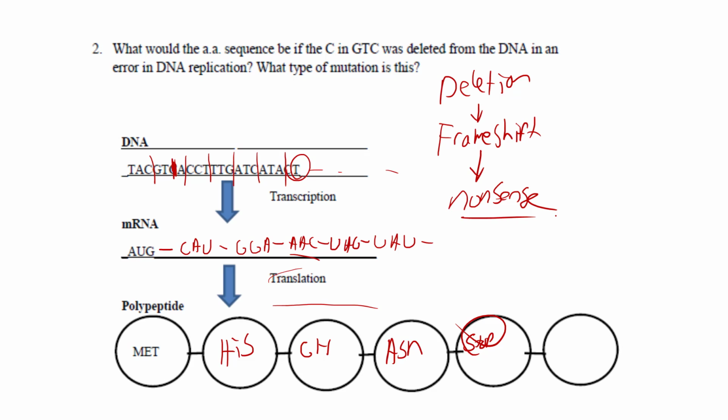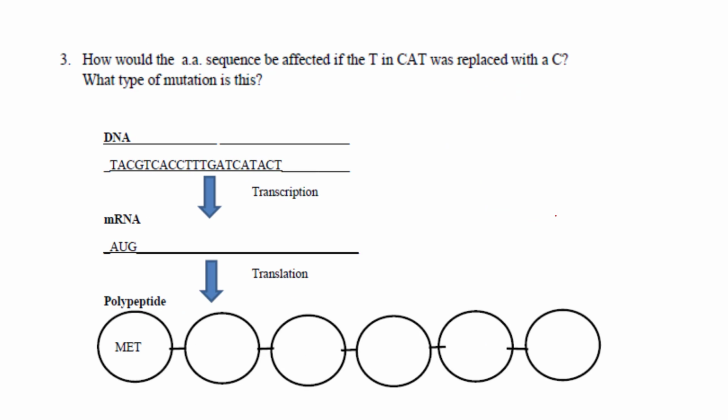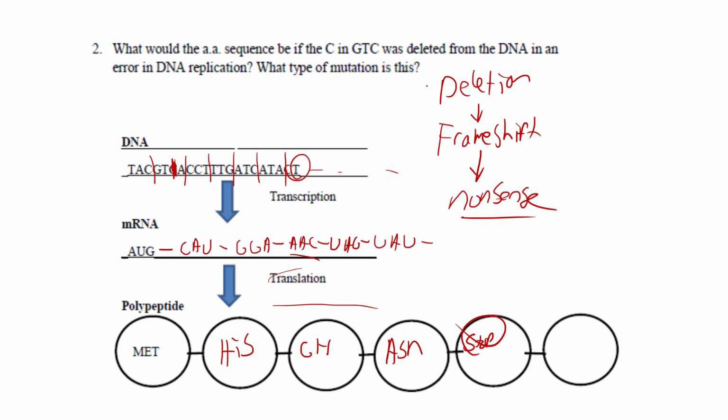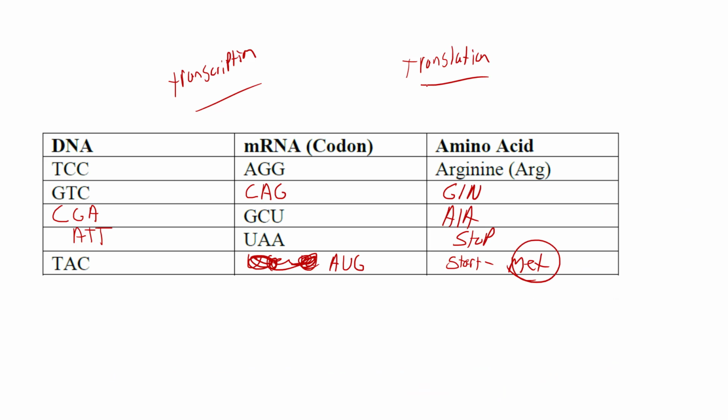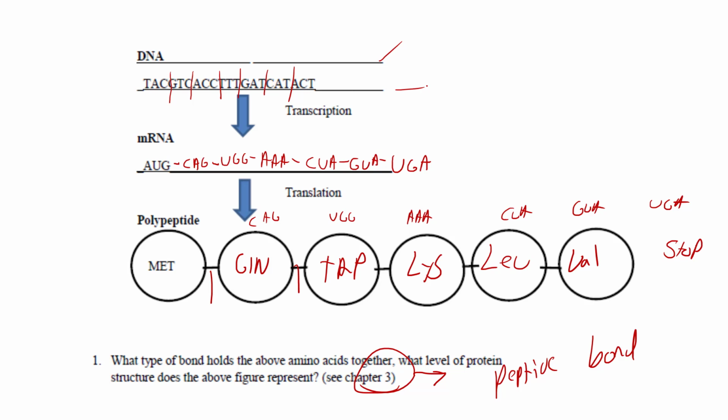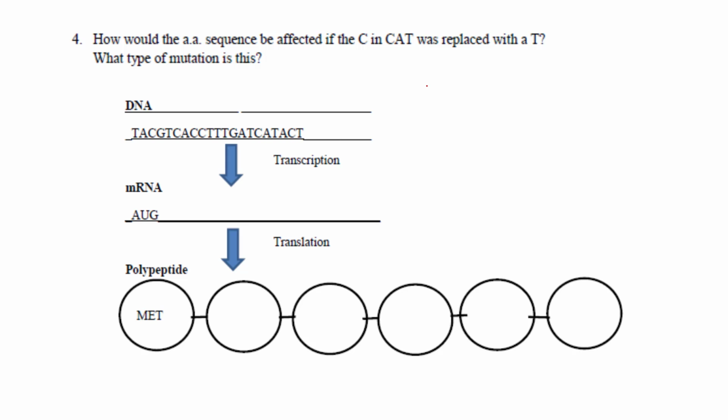Complicated. This is a complicated example. How would the amino acid sequence be affected if the T in CAT was replaced with a C? What kind of mutation is this? So I'm just going to zoom into here's CAT right there. If the T in CAT was replaced with a C. So originally it was CAT, and we know that that one originally coded for, let me make sure I get this right, LEU, is that right? No, I'm sorry. Was that valine? VAL? Yeah, that one coded for VAL originally.